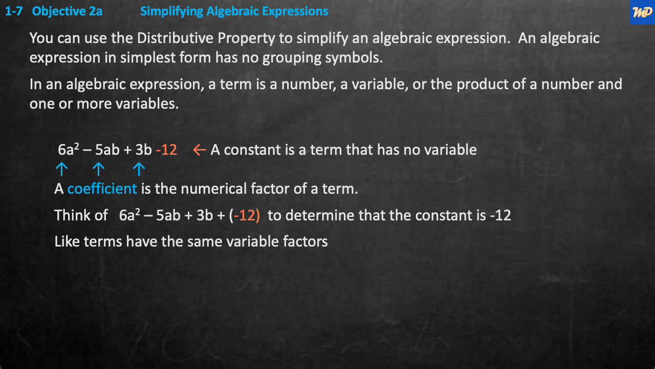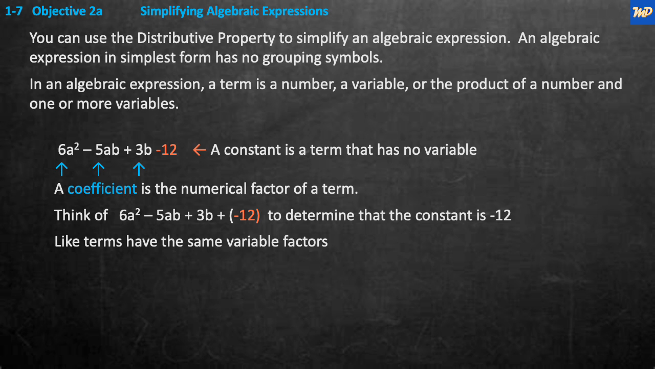So objective 2, simplifying algebraic expressions. It says you can use the distributive property to simplify an algebraic expression. An algebraic expression in the simplest form has no grouping symbols. So what are the grouping symbols? Parentheses, square brackets, braces, the division sign, the line for the division, right? Those are all grouping symbols.